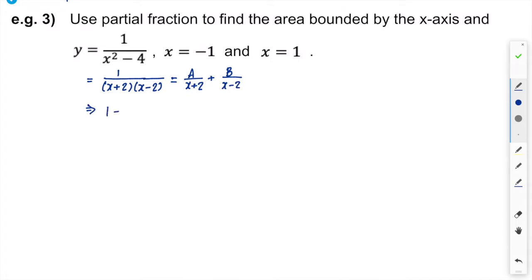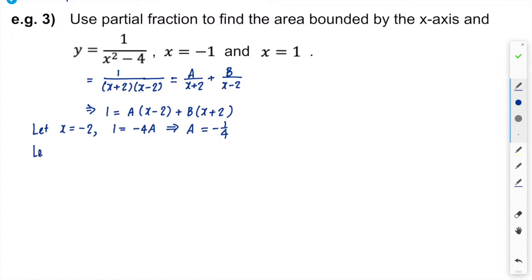If we recall from earlier chapters, this implies 1 must equal a times x minus 2 plus b times x plus 2 when we try to find a partial fraction. Letting x be negative 2, I'm going to do that first. Then I will have 1 equals negative 2 minus 2 is negative 4, negative 4a, giving me a equals negative 1 over 4.